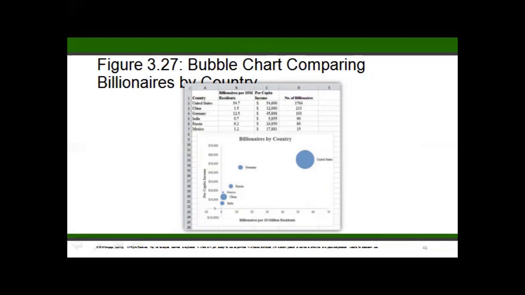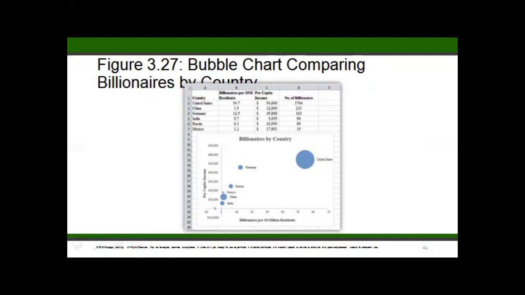Step 5, click Add Chart Element in the Chart Layouts group. Choose Axis Title from the drop-down menu. Click Primary Horizontal. Click on the text box under the horizontal axis and replace Axis Title with Billionaires per 10 million residents.